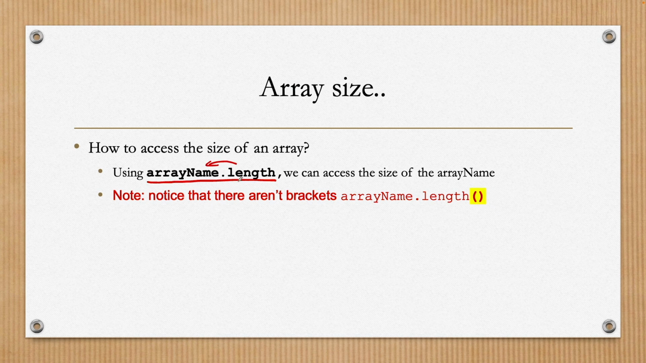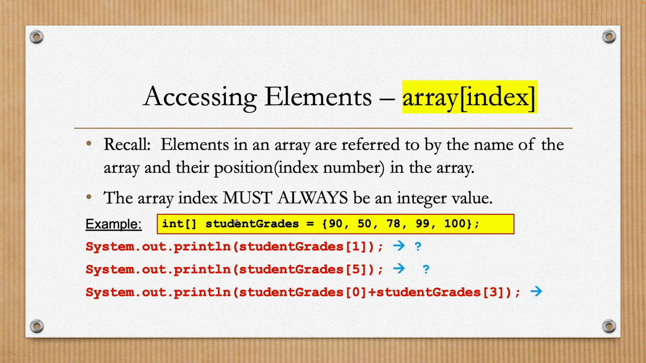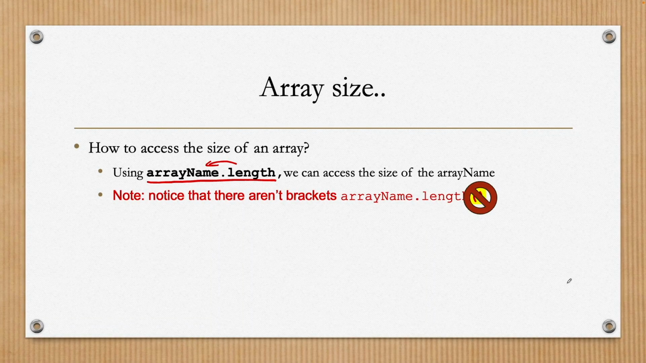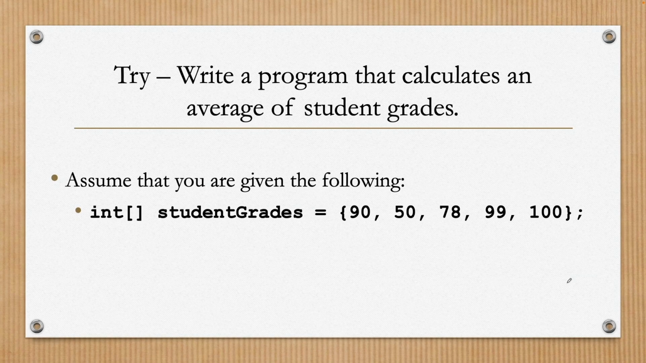So for example, let me just go back to the previous slides. For student grades here, let's say you don't know the size of the array. This is how you can access the size of the array: student grades dot length. That should provide us a value of 5. Okay? All right, let's take a look at this example together.